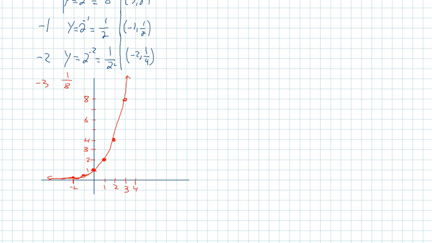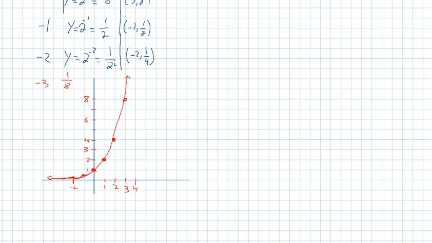Is 0.125, sorry, right? So 0.125, which is very close to 0, but it's never going to touch that 0. Okay? So the reason why I did the negative is to show you what's going to happen on the negative side. Okay?